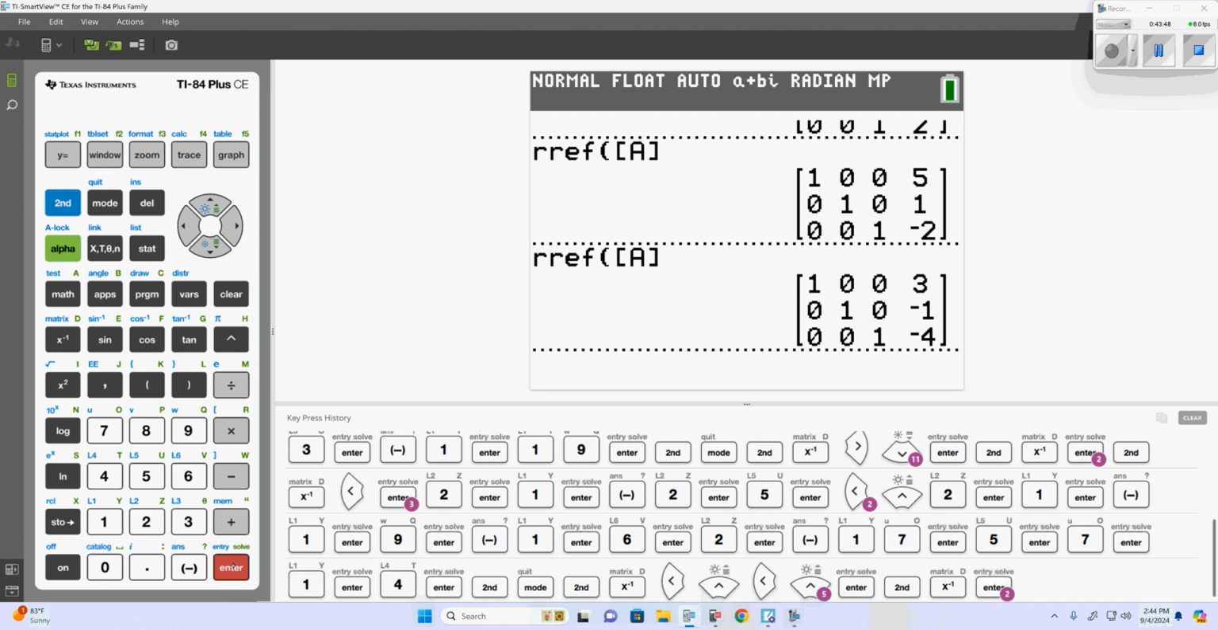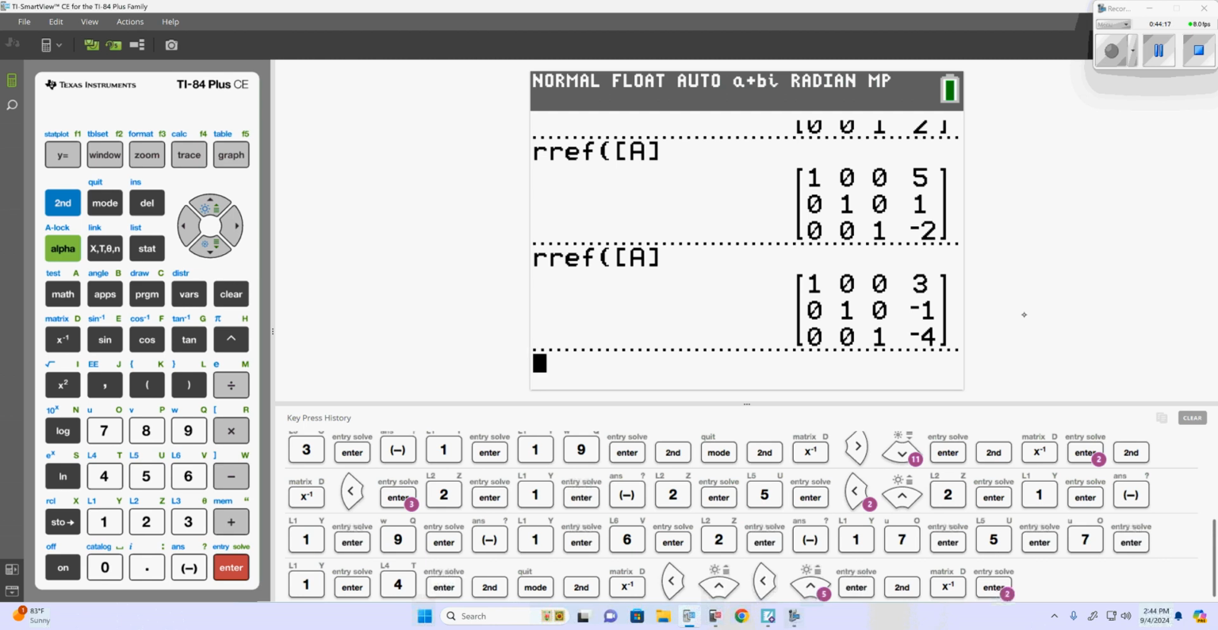So we found the answer was what? 3, negative 1, negative 4, yes? You don't have to put that in. So the answer would be parentheses 3, comma, negative 1, comma, negative 4. So basically, that's the answer.